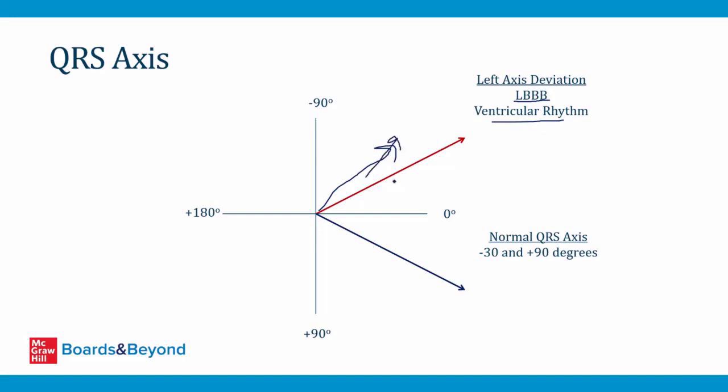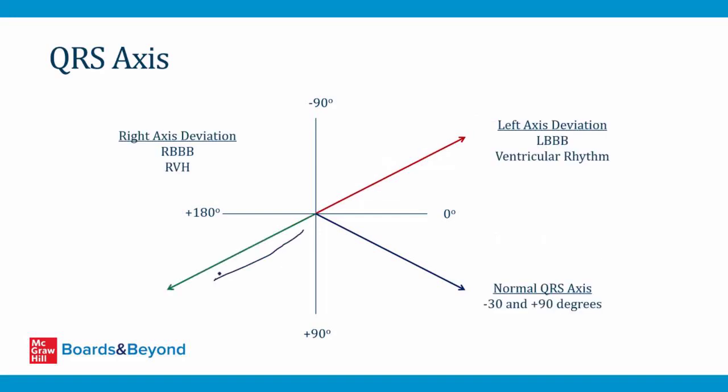If the QRS axis gets pulled down into this quadrant, like the green line I've shown here, that's called a right axis deviation. And there are a list of things that can cause right axis deviation. Two important ones that I think are worth knowing are a right bundle branch block will cause the axis to deviate to the right. And if you have a hypertrophied right ventricle, that will leave more myocytes on the right side of the heart, and that can also cause the axis to deviate over to the right side.